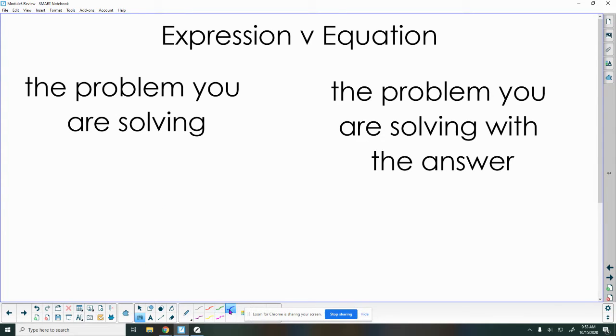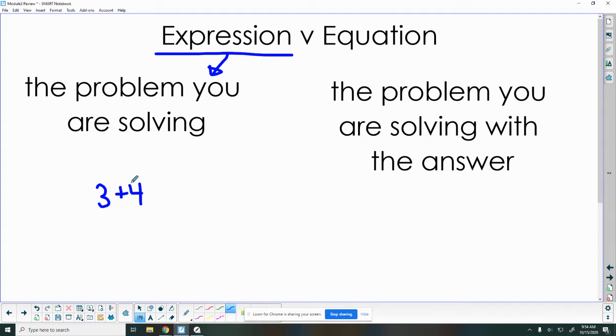First we have this word expression. An expression is just setting up the problem you are going to solve. It has numbers, possibly variables, and an operation. It's just telling you what you're going to do. So if I had 3 apples and then I got 4 more apples, I would have to do the problem 3 plus 4. So it's just what problem are you doing?